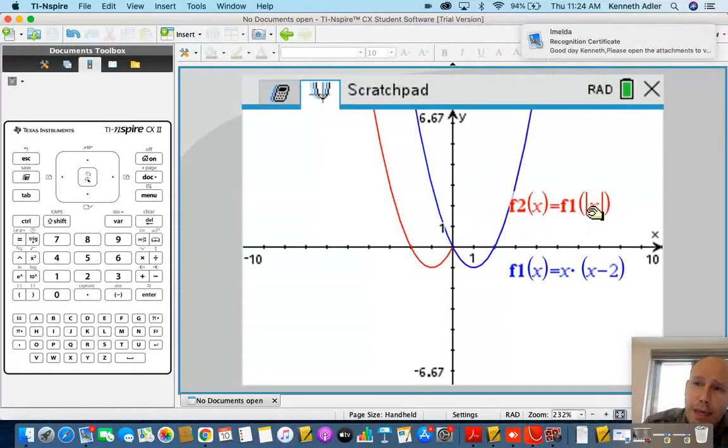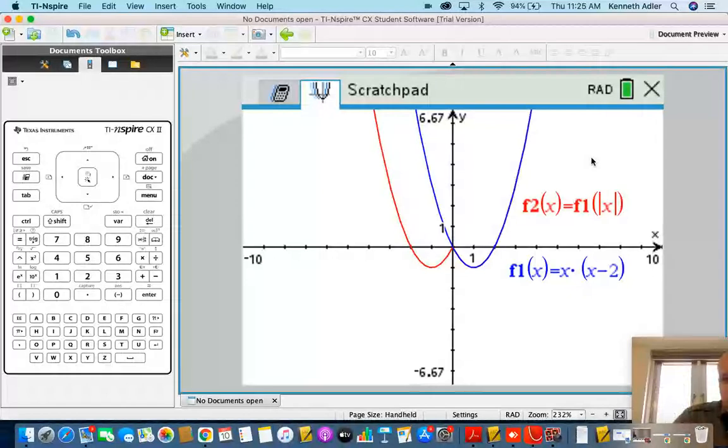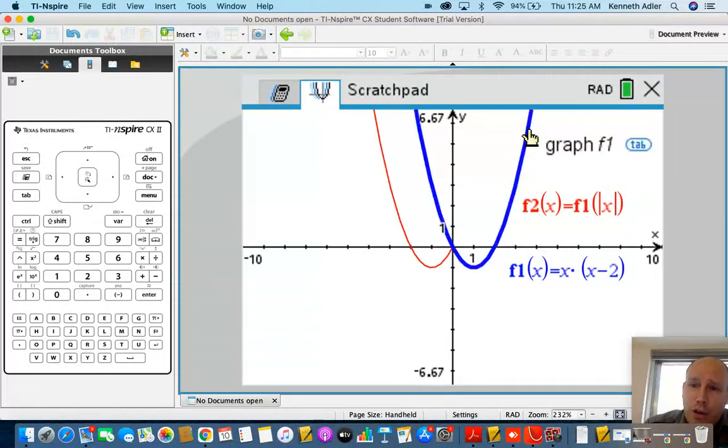Well, we see, oh, I got a recognition certificate. Can you see that? You want to see them afterwards? Anyway, what you notice is that it seemed like the graph from x greater than 0 went along its merry way, and then all of a sudden it was like it was reflected over the y-axis.